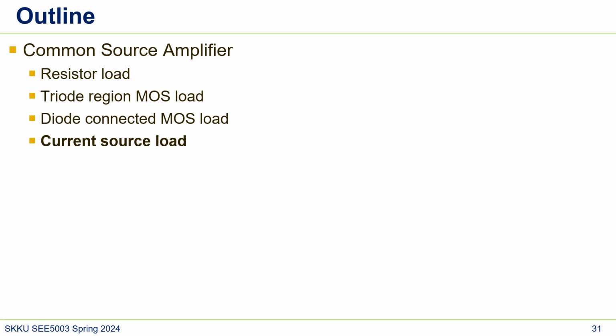The last type of load is current source load. So basically, this is what we usually use. This is the most widely used. As I said, in the diode connected MOS, the gain is represented as the ratio of dimension. So as I said, this is good because we can get an accurate gain.